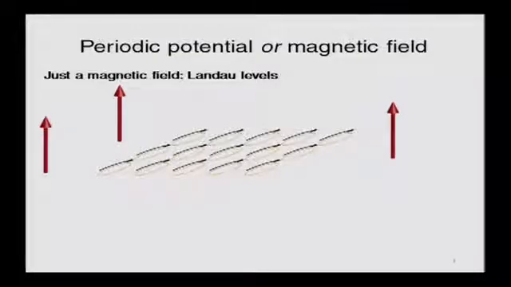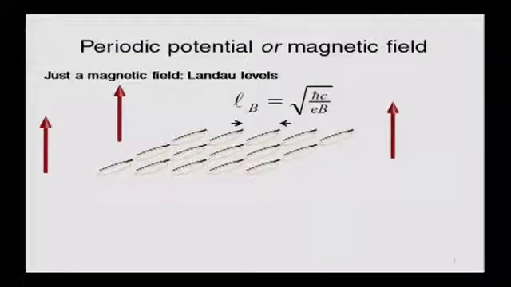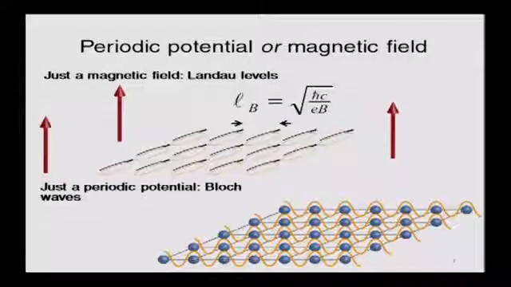And this spinning is quantized into a series of discrete levels, and these are called Landau levels. And these Landau levels turn out to have a characteristic length scale associated with them, which essentially describes the size of these orbits. And not very creatively, this gets called the magnetic length. Now, if you just had a periodic potential, then it turns out that you can also solve this problem pretty easily. And the solutions are called Bloch waves.